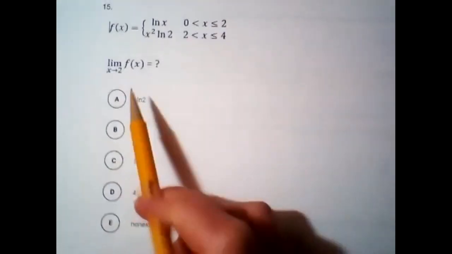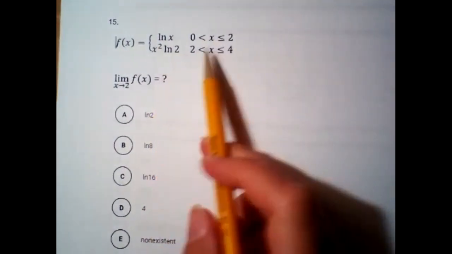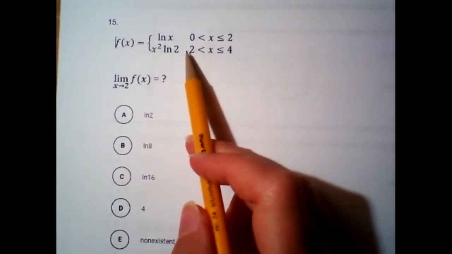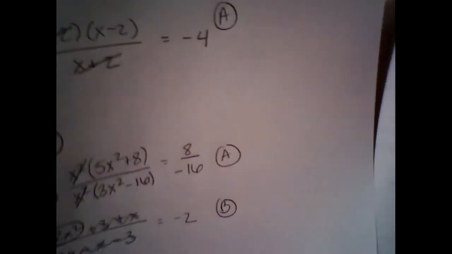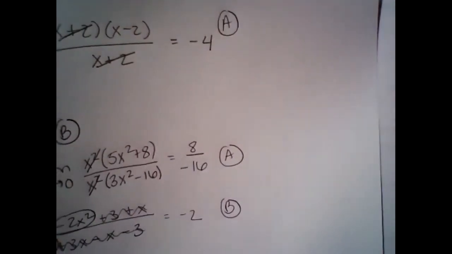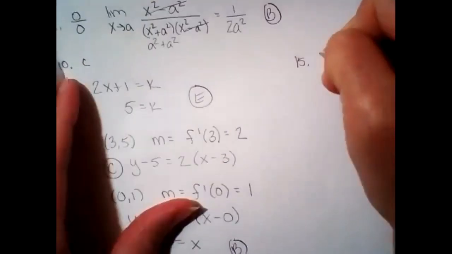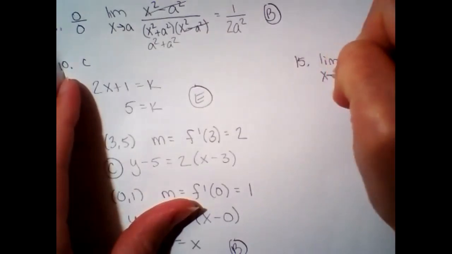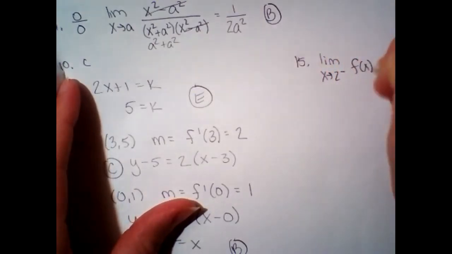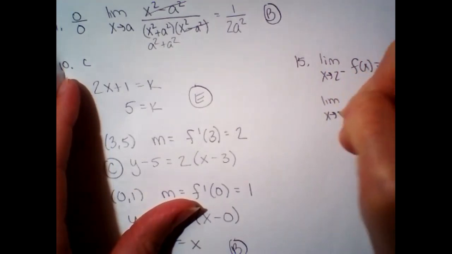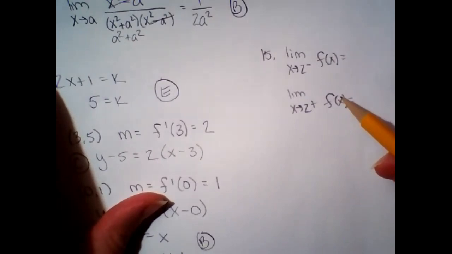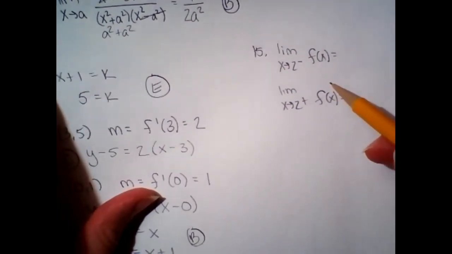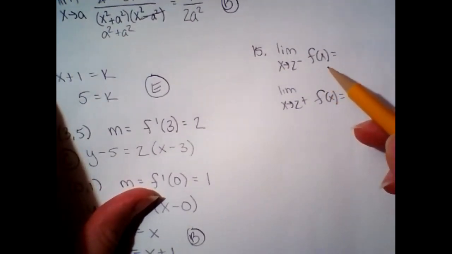And then last one. Limit as x goes to 2 for this function. Now, there's a break at 2, so we're going to have to plug 2 into both pieces of this. So we're going to do limit as x goes to 2 from the left of the function, and we're going to do limit as x goes to 2 from the right of the function. And if these are the same, then that's our answer. And if they're not the same, then it would be does not exist. We wouldn't be able to get an answer.